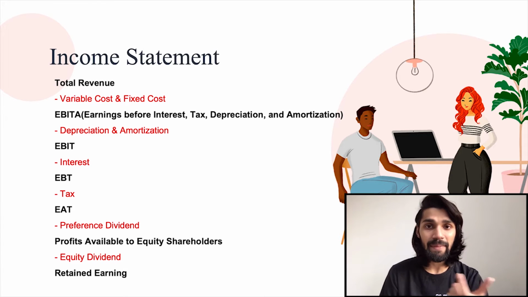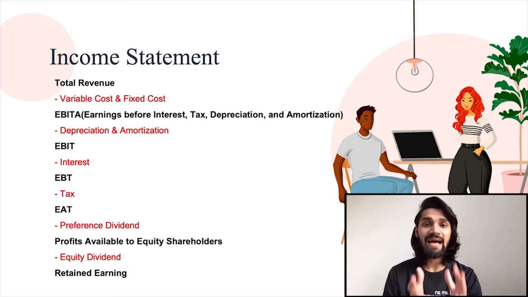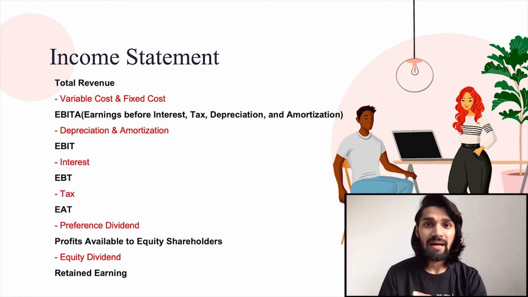Now that you have the EBITDA of the company, the EBITDA shows the profitability of the company. The EBITDA is, again, as I said, a very important part of the income statement. Now you subtract D&A from EBITDA. That gives you EBIT, that is earnings before interest and tax. Now you subtract interest from it, you get EBT, that's earnings before tax. Then you subtract tax from it, you get EAT, that's earnings after tax. So this is the actual earning that the company has after all the things that could be subtracted from it.